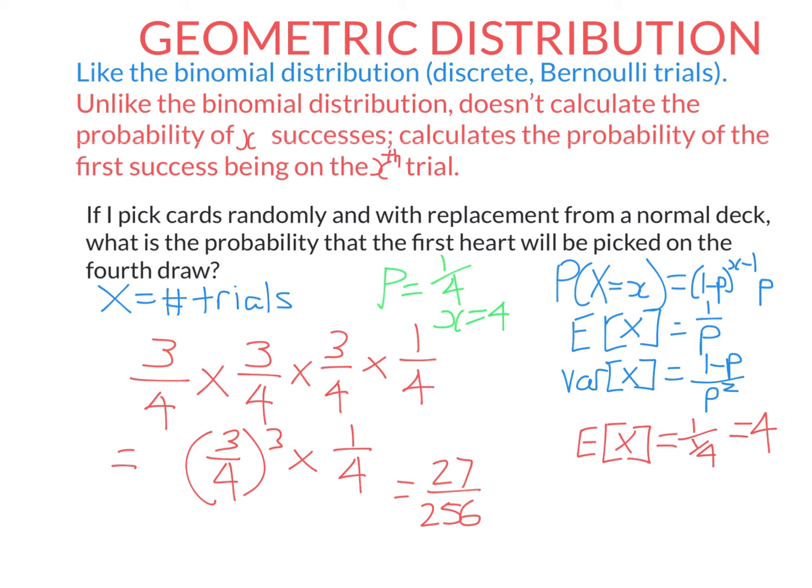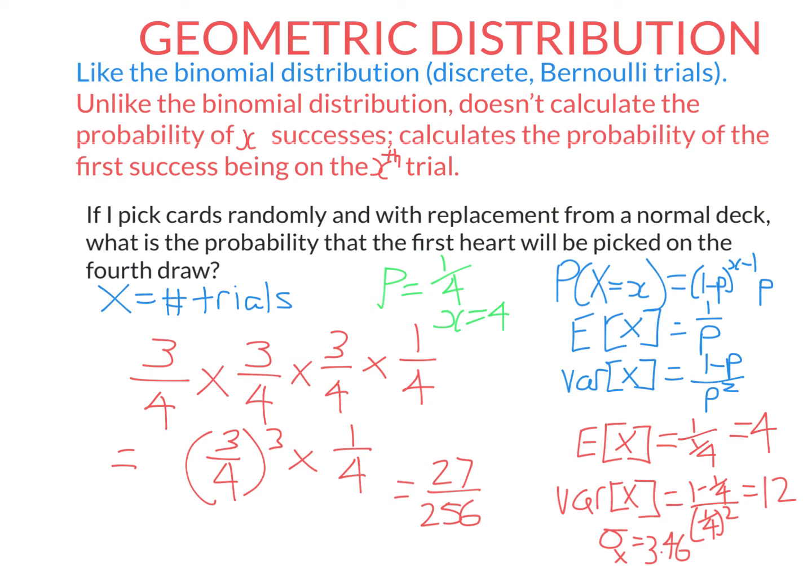Every fourth draw. So the variance of X, well, we're just going to use that formula here, and don't worry about how it comes about. We're not going to go into that. It would just be (1 minus P) over P squared. So the answer you get there is 12. Of course, that means the standard deviation of X will be the square root of 12, which is about 3.46. So that's sort of the average distance from the mean. Like on average, it will take between 0.5 and 7.5 trials to get a heart. That's a crude interpretation of the standard deviation, but that's basically what it's saying.